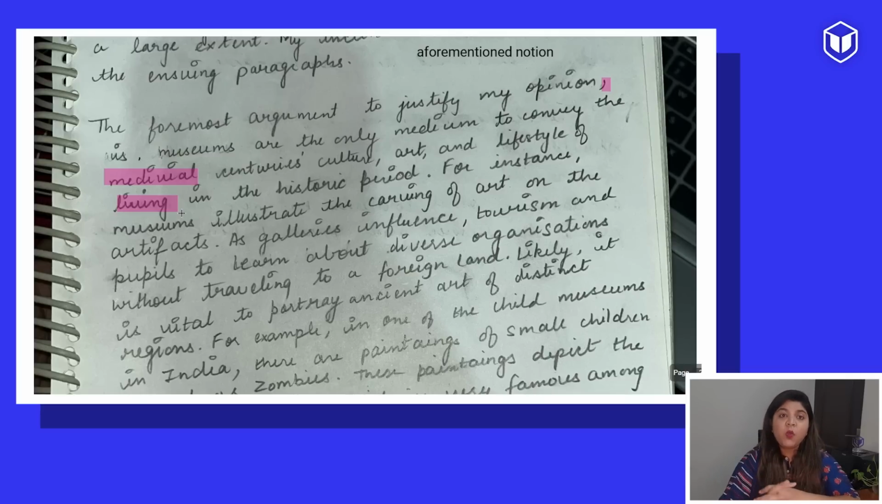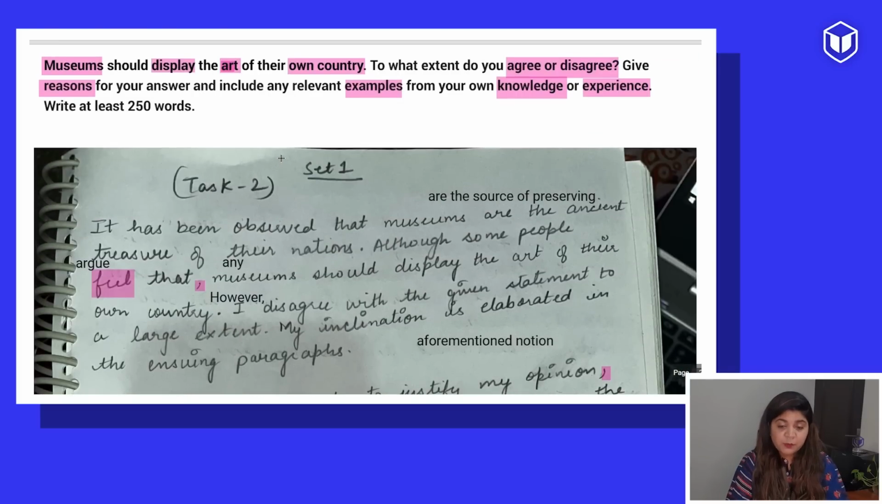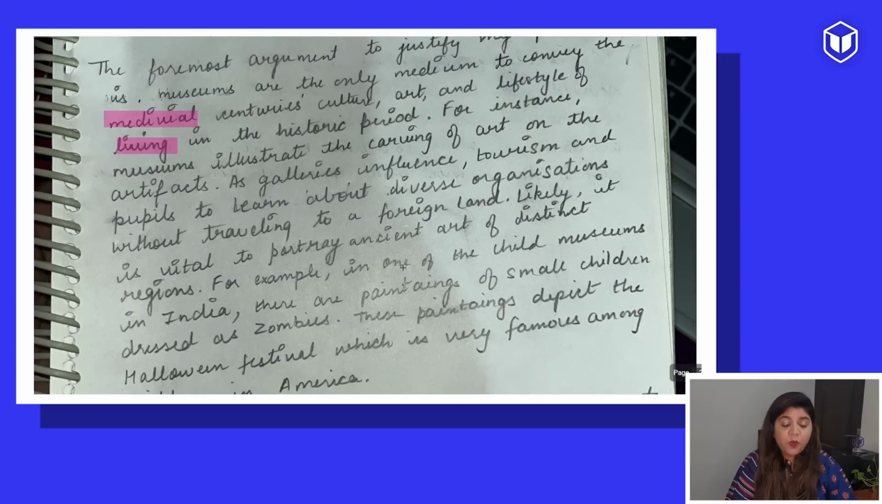Now, how is this idea relevant to the student's opinion? What was the student's opinion? That the student is in favor of this particular aspect, that museums should not only display the national artwork, they should also display the international artwork, right? So here in the first idea, the student is not able to convey the actual opinion. The student overgeneralizes the topic, and hence the student will lose the band in task response. So never ever make this mistake.